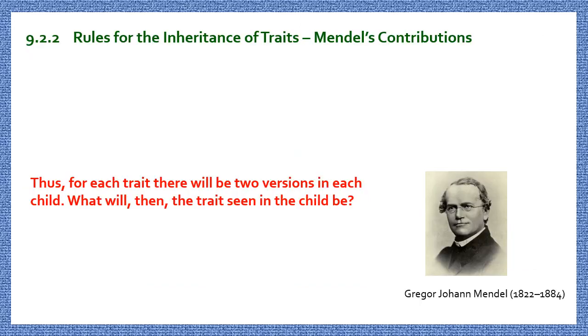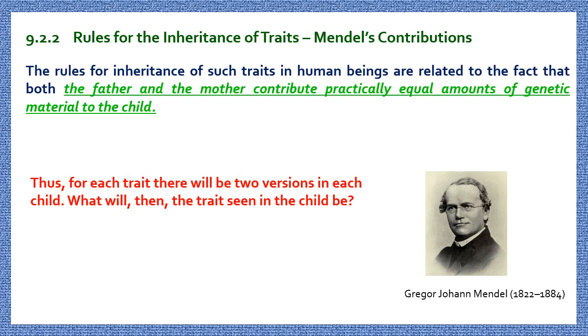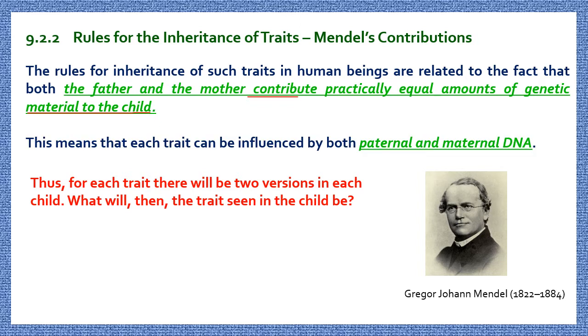Now, the rules for the inheritance of traits are all Mendel's contribution. Gregor Johann Mendel was a great scientist who contributed a lot in this field. The rules for inheritance of such traits in human beings are related to the fact that both the father and the mother contribute practically equal amounts of genetic material to the child. This is the basic rule of this inheritance.